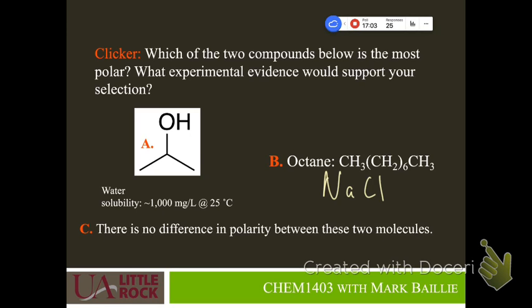However, if you put sodium chloride into isopropanol, it's going to dissolve a little bit because they're a little bit similar. And water is much more polar, so it's going to dissolve better in water. The more polar the solvent is, the more you would have a salt dissolve in that.